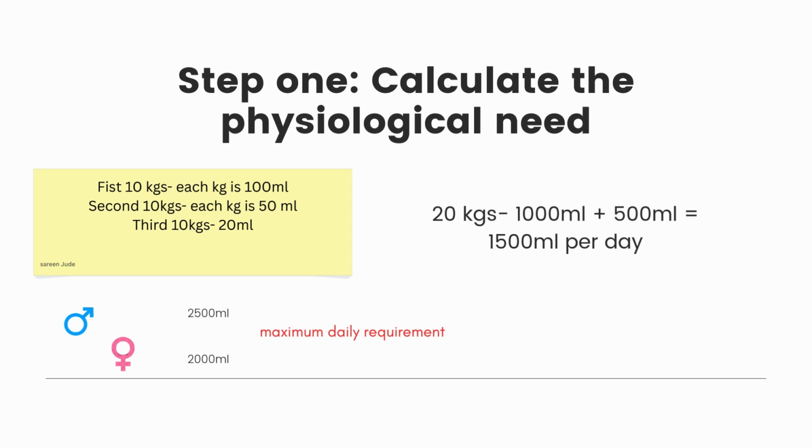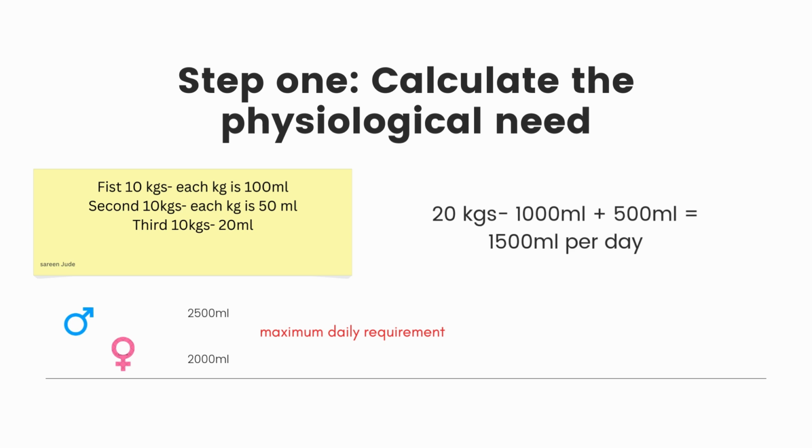So in this child, it's 20 kgs. The first 10 is 1,000 plus the second 10 at 50 milliliters per kilo, so it's going to be 1,500 milliliters per day. This is the physiological need. The patient needs this amount of fluid in normal conditions every day.